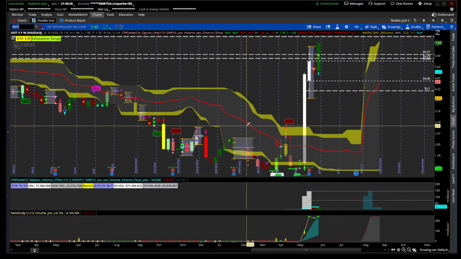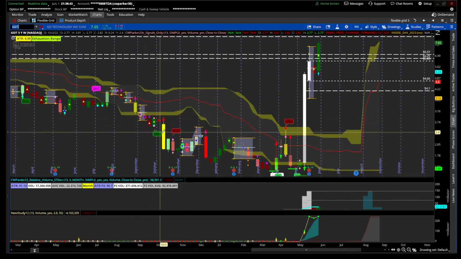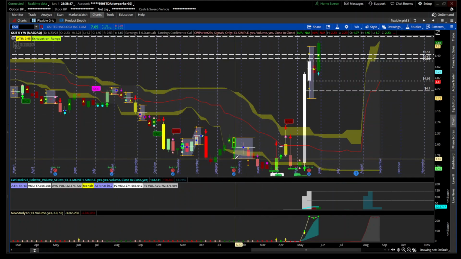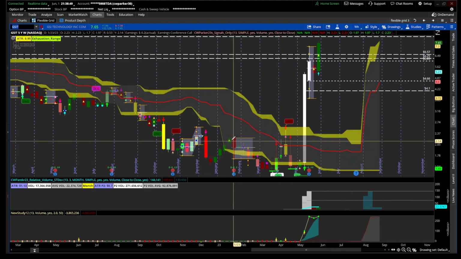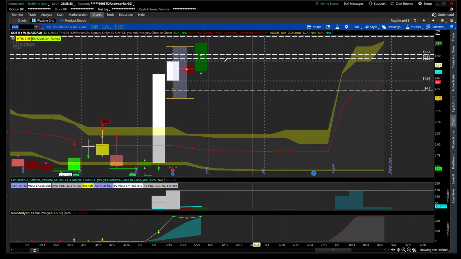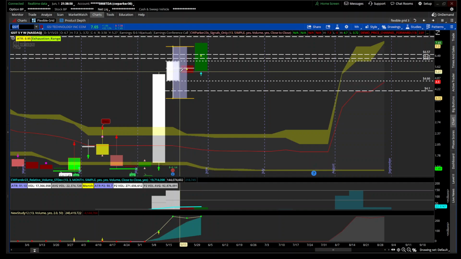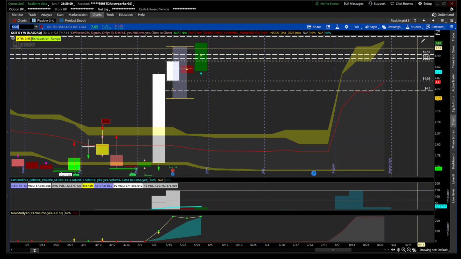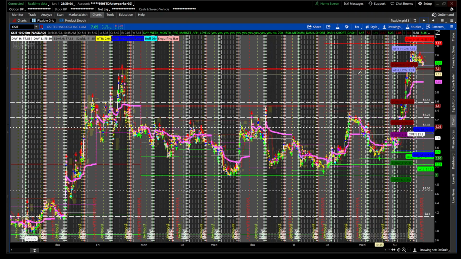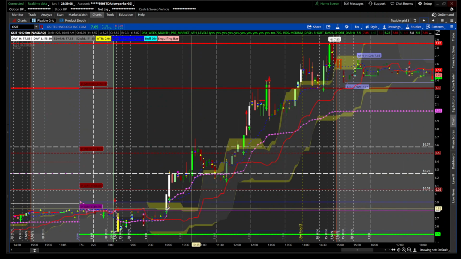And I look at it like this: if it's in the cloud, it's consolidating. If it's outside the cloud, it's trending. And then the other thing I have is my inside day indicator, and that's what you're seeing right here. And you had a breakdown below on here. And this stock just broke out of this inside bar right here, or inside week right there. And this is the hourly, and this is what my trading looks like on a daily chart right here.